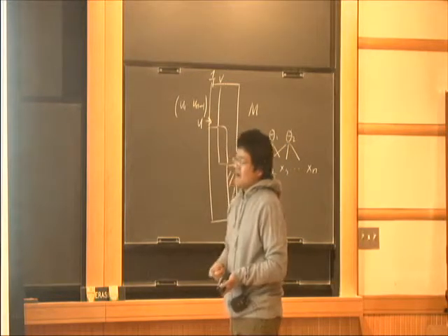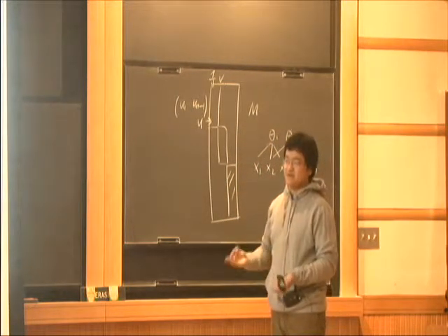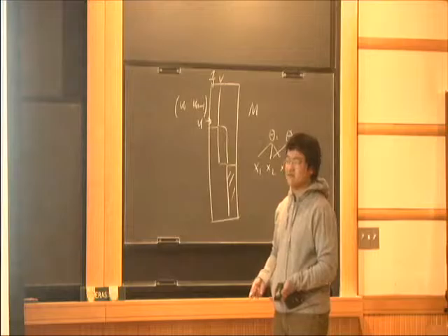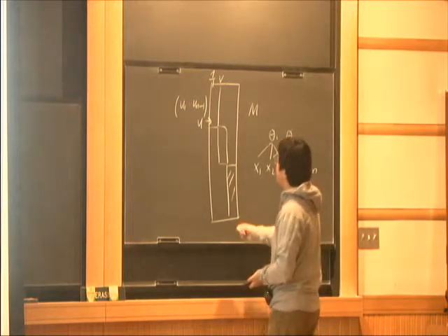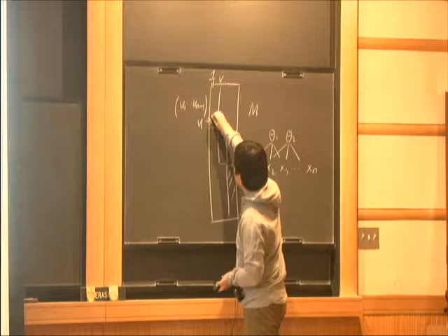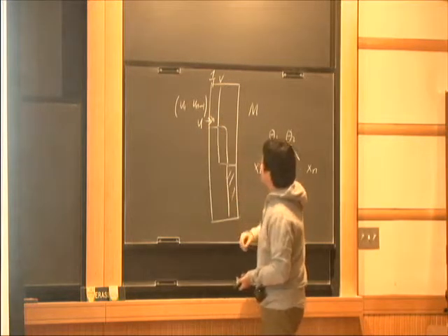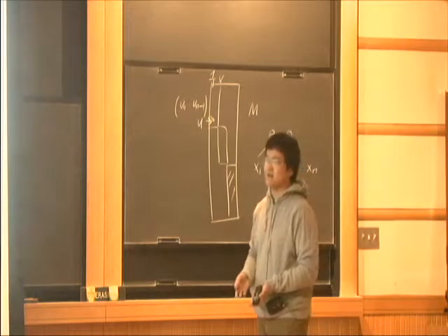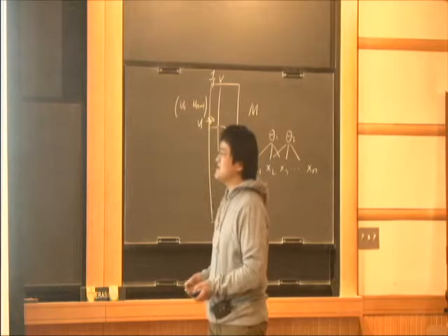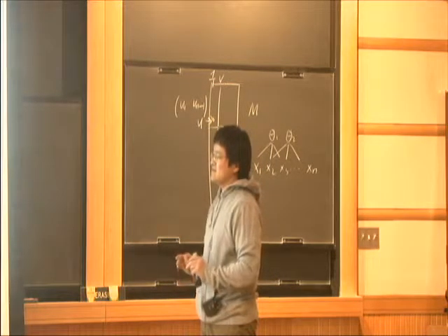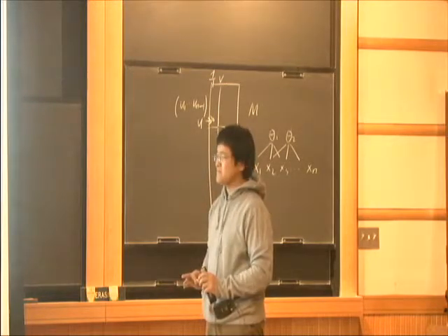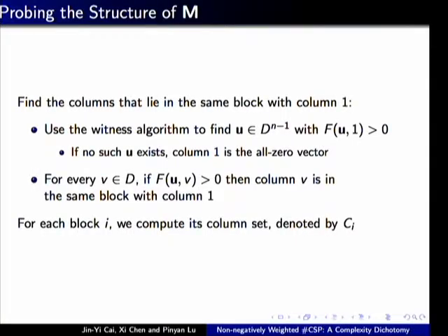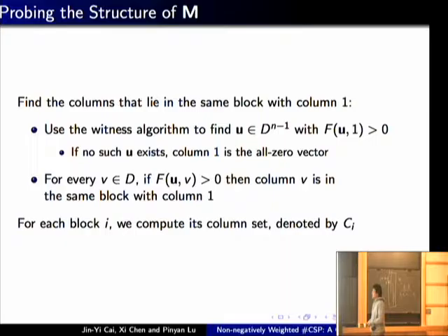So suppose the algorithm actually returns a row, let's say this one, row u. Then we just iterate over all other columns, column 2, column 3, and we ask, is f of u2 positive or not? Is f of u3 positive or not? We know that u1 is already known to be positive. Then we ask, is u2 positive or not? If it's positive, then 2 and 1 are in the same block. In this way, we can completely decide the column sets of all these blocks. Let's say Ci is the column set of block i. You can name the blocks in any way you want.